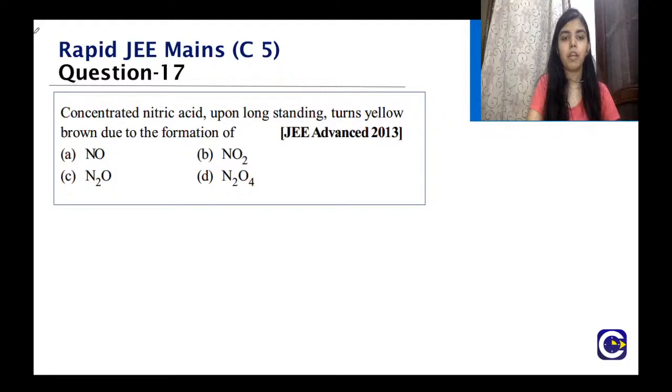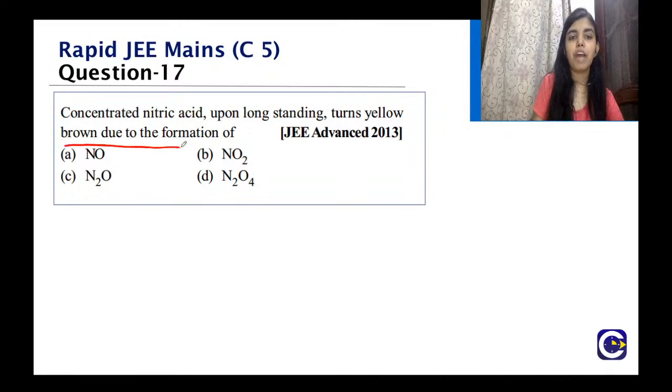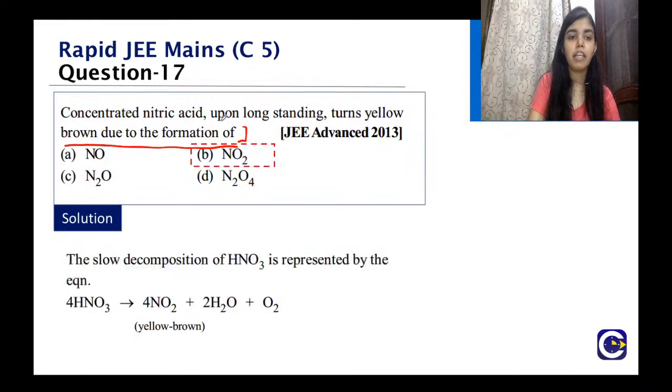Okay. Question number 17. Concentrated nitric acid upon long standing turns yellow-brown due to the formation of. If you have been attending our P block session, I have continuously repeated that the oxide of nitrogen that is yellow-brown in color is NO2. This is very important, right?